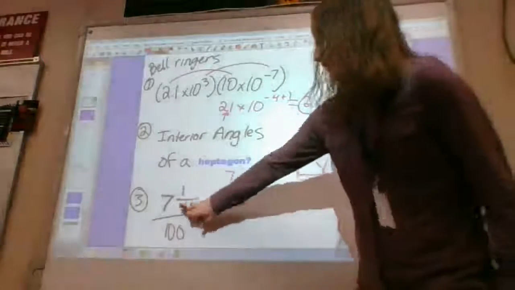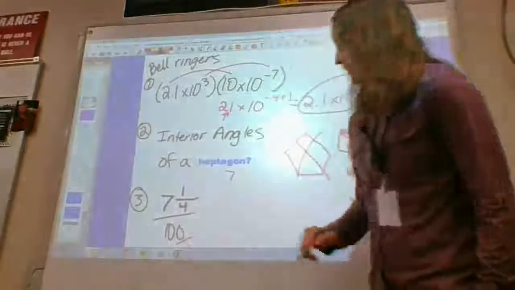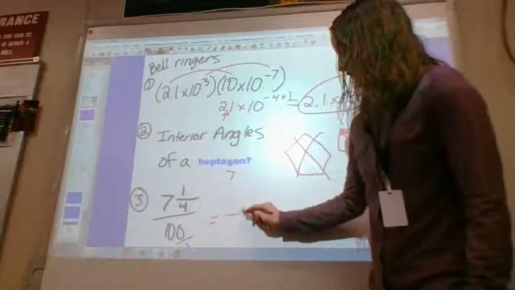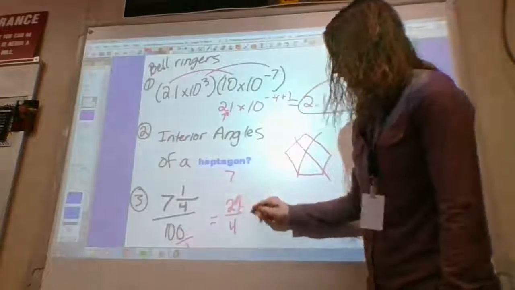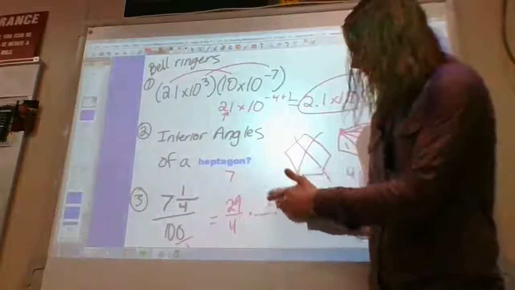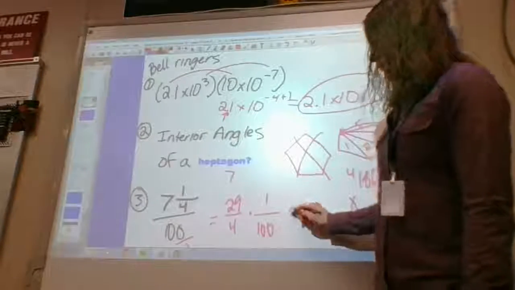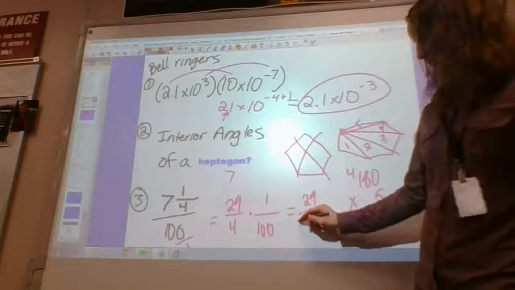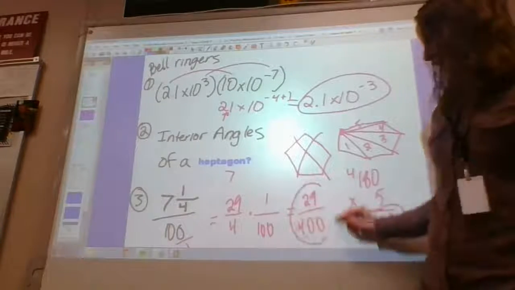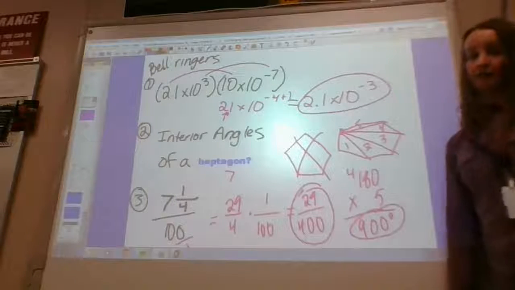Then when we divide 7 1/4 by 100, hopefully you know to put 100 over 1. This is just a division problem. 7 times 4 is 28. We have 29/4 times, multiply by the reciprocal. And we unfortunately can't cross cancel anything. Maybe that's fortunate because then you just multiply across and you get your 29/400.